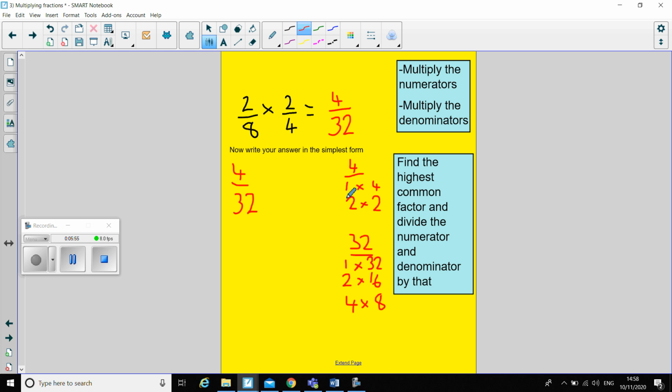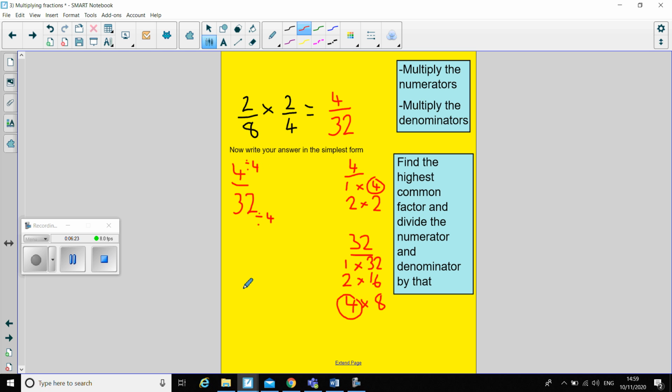Okay, so my highest common factor, the number that appears in both lists: 1 appears, 2 appears, 4. 4 then is my highest common factor. So if I divide both the top and the bottom by 4, I will get the answer in the simplest form. So I'm going to write divided by 4 there and divide by 4 there.